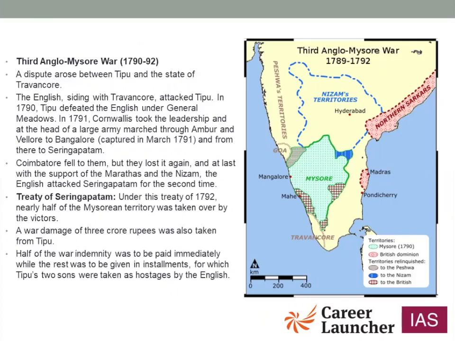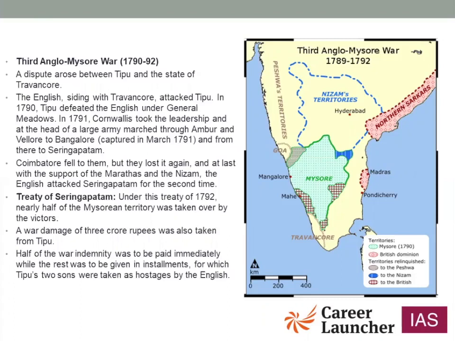We'll discuss that. A dispute arose between Tipu Sultan and the state of Travancore. Taking advantage of the situation, the English sided with Travancore and attacked Tipu. In 1719, Tipu Sultan got defeated by the English under General Meadows.